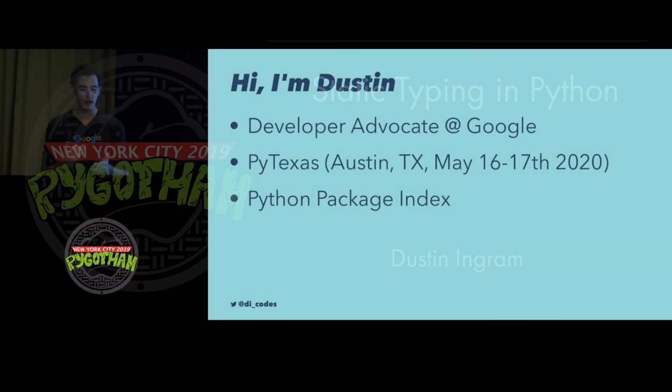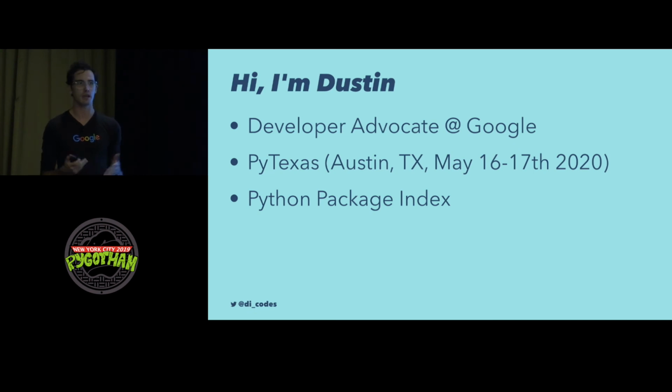Quick things about me. So I'm a developer advocate at Google. That means I represent the Python community when we build things internally at Google Cloud. I'm also the chair for PiType.